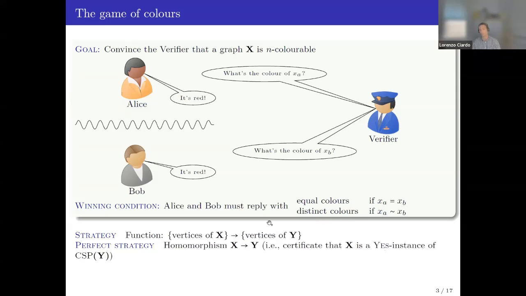This also works for arbitrary graphs. In fact, by changing the game a little bit, we can extend this to arbitrary relational structures, right? So a homomorphism from X to Y, or a yes instance of CSP of Y, is just a perfect, winning classical strategy for this game.